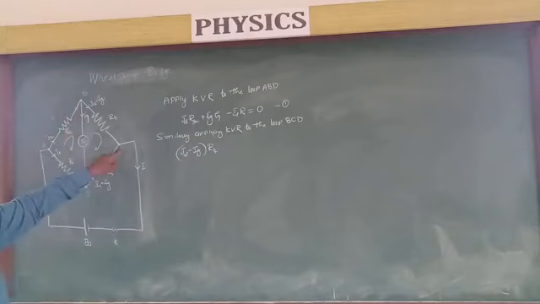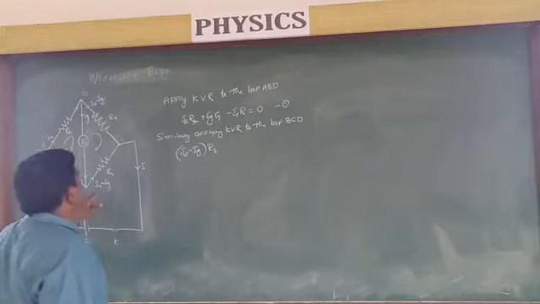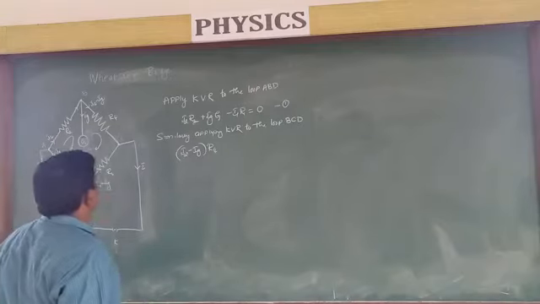Next, this part is over. From B to C is over. Now start from C to D. C is in the D loop. Current is I1 plus I3.